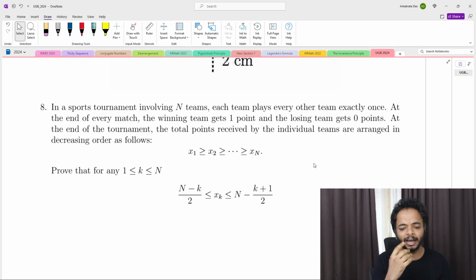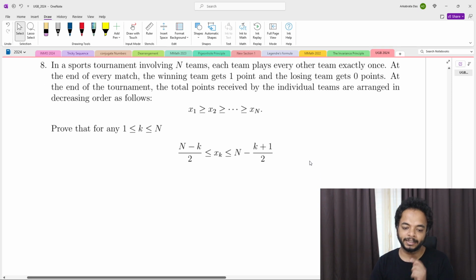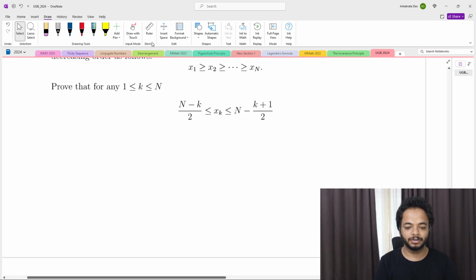Now we have to prove that xk is greater than or equal to (n minus k) by 2, and less than or equal to (n minus k plus 1) by 2. First, let's go to one side, the left hand side inequality, for k greater than or equal to 1 and less than n. Now try to observe the pattern. How do you come up with the idea? Try to observe the pattern that you are getting.